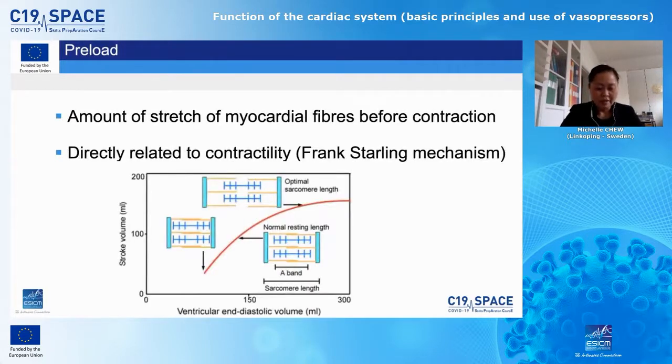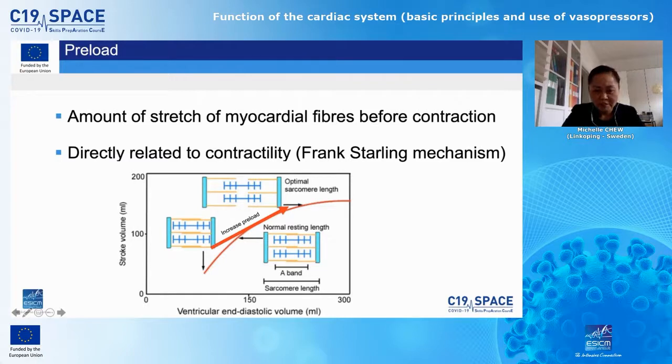So preload is the stretch of myocardial fibers before contraction, as seen in these diagrams here. So this is before they're stretched, and this is when the myocardial fibers are actively stretched and pulled apart. The more stretched they are, the more volume you will get. So on the x-axis, the left ventricular end diastolic volume is a measurement of ventricular stretch, and on the y-axis, stroke volume or cardiac output. So the more stretch, the more increased preload, the higher the stroke volume.